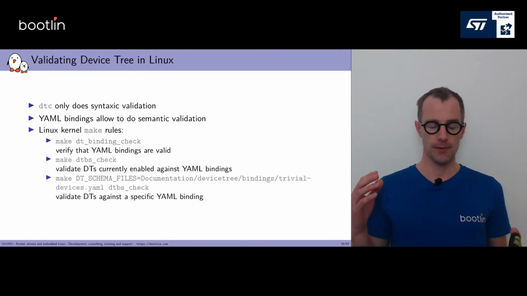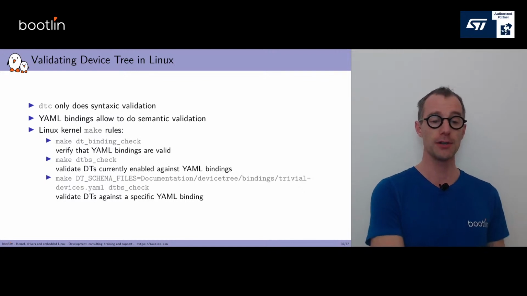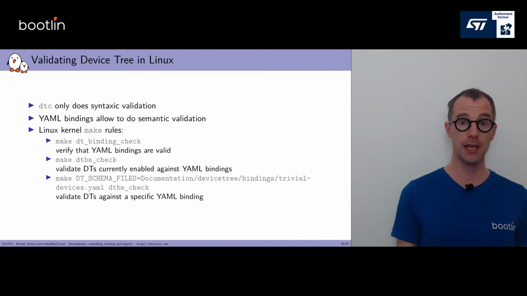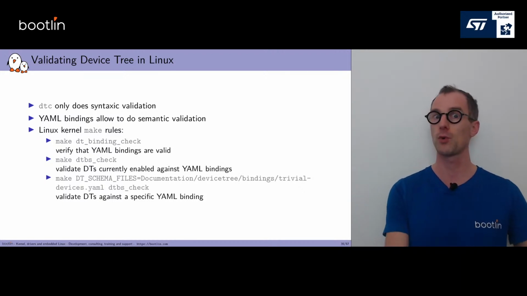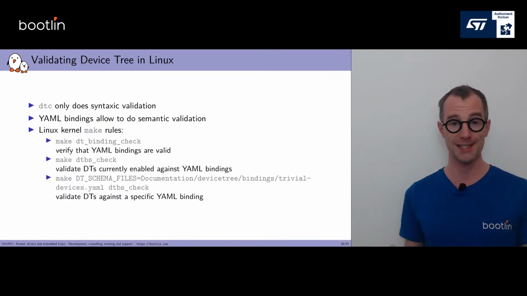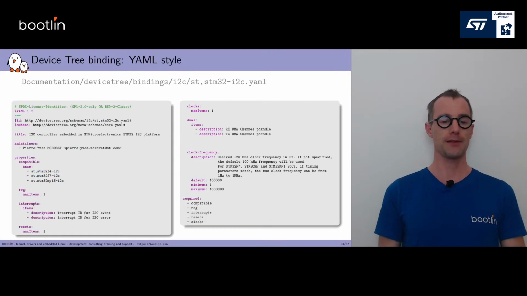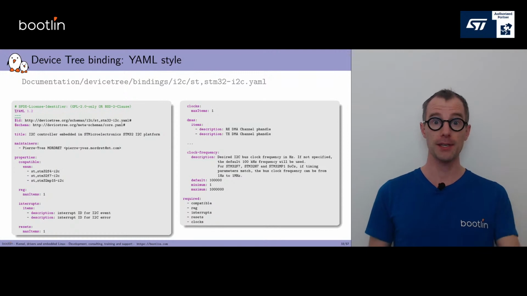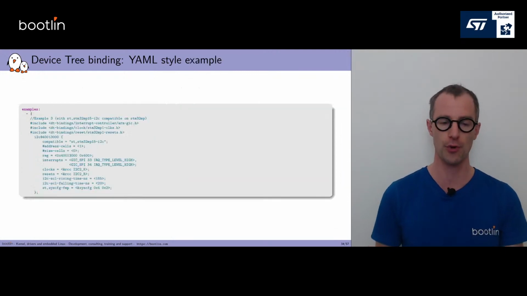So this YAML view is used for validation of the device tree. Indeed, as I mentioned earlier, DTC only does a syntactic validation. It is not capable by itself to find that this property doesn't make any sense in the context where you've added that property. But with YAML bindings, we can do that validation because we know that this I2C controller for the STM platform expects this and that property with that and that value. And if that property is missing, then there is a problem.